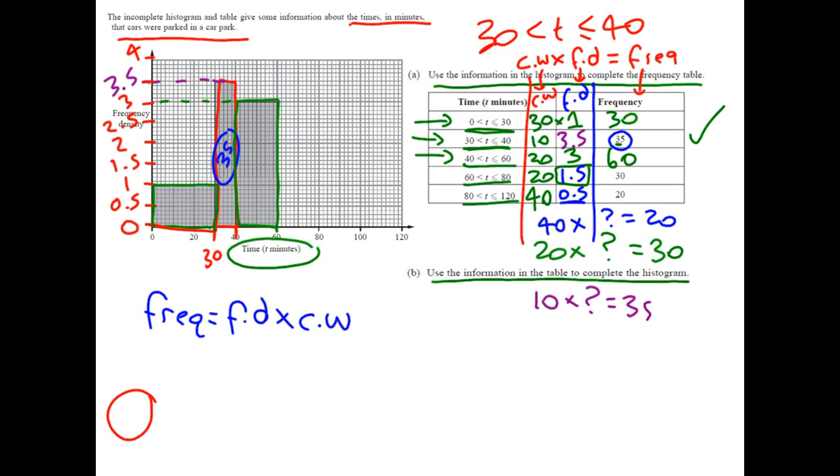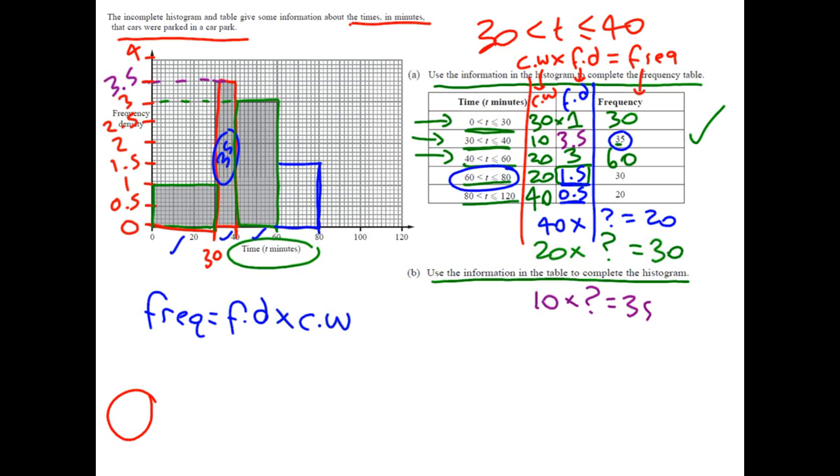Let's carry on with this question to fill in the rest of the histogram. Okay, so 30 is done for you. That next one done, next one. The one we're up to is 60 to 80 here. So 60 to 80, let's do what it told us to. And how far do we go up? We go up to the frequency density, which is 1.5.